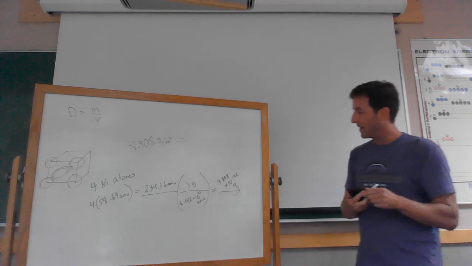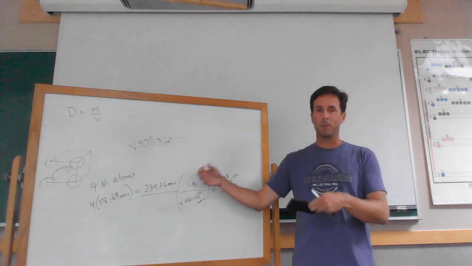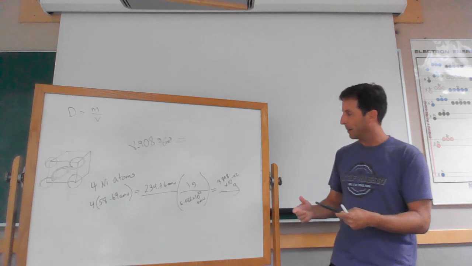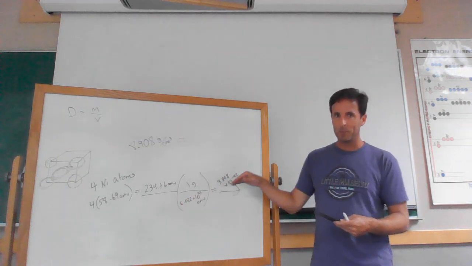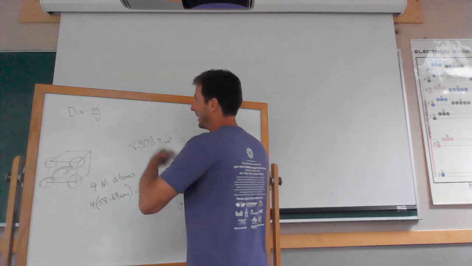grams. Now, it's a very small number, but remember, we were talking about atoms in terms of grams. An atom has a tiny mass. So that's a very tiny number. That's going to be the mass of 4 nickel atoms, which is what's in 1 unit cell. So I'm going to take that number and plug that in as my mass.